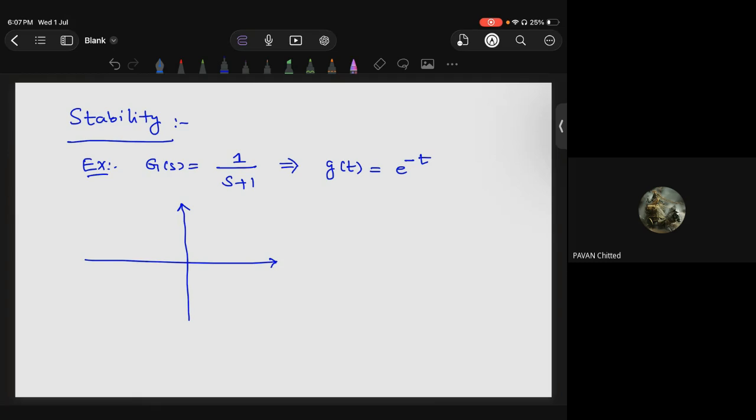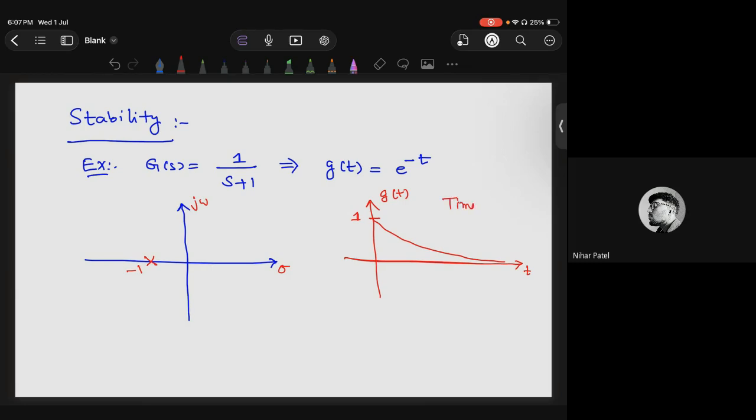What is the pole-zero plot? Okay, so we'll have a pole at minus 1. This is sigma, this is j omega. So what is the time domain response? It starts at 1 and it keeps reducing, correct? So what did you observe from this time domain response? There is a guarantee that after a long time, say infinite time, the response goes to 0, correct? Yes or no?